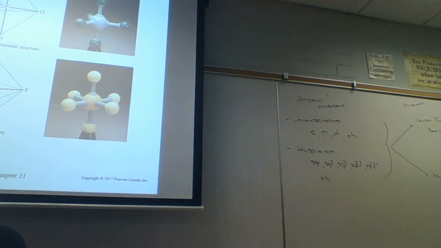How many electrons does H2 have? It has a total of 2 electrons, right? If it has 2 electrons, each orbital can hold a max of 2 electrons. And so this one's going to be empty because it holds a max of 2 electrons.